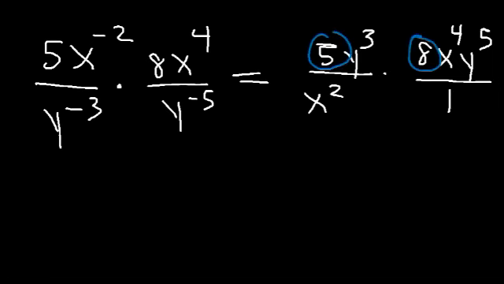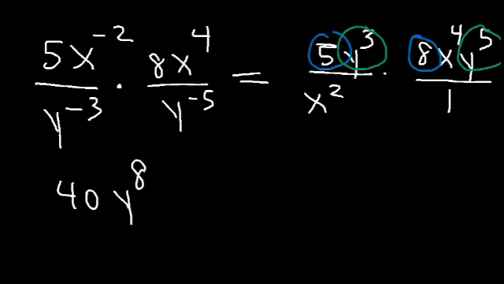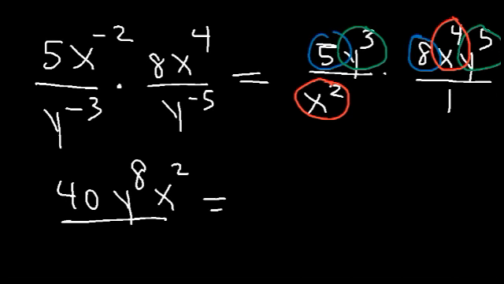8 times 5 is 40. And y cubed times y to the 5th, we need to add the exponents. It's going to be y to the 8, since 3 plus 5 is 8. And for the x variables, we need to divide. X to the 4 divided by x squared, that's 4 minus 2, so it's simply 2. So the final answer is 40x squared y to the 8.